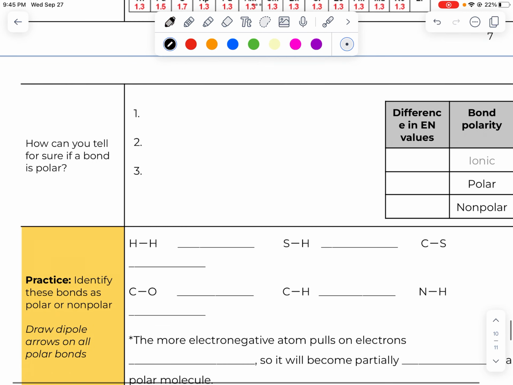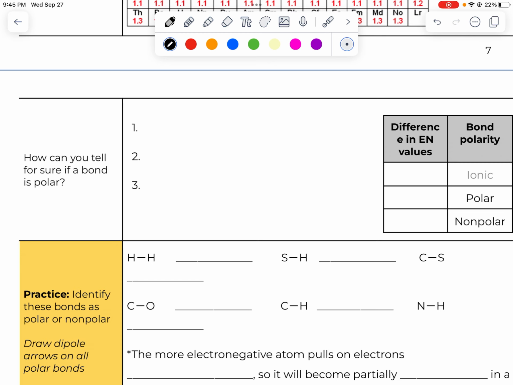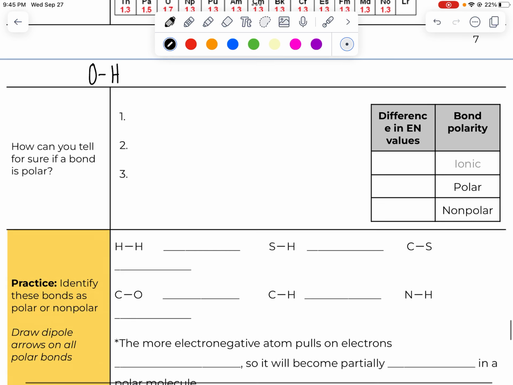So how can you tell for sure if a bond is polar? If I were given the oxygen-hydrogen bonds in water and I wanted to figure out if they're polar or not, hopefully you remember how to do this from the gizmo. Your first step is you're going to find the electronegativity of each atom.